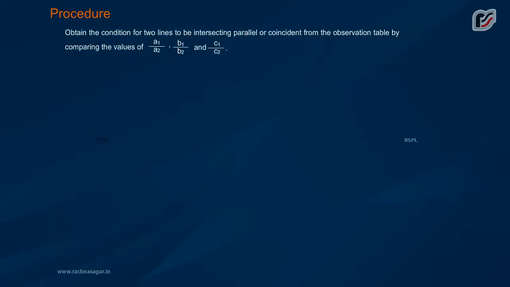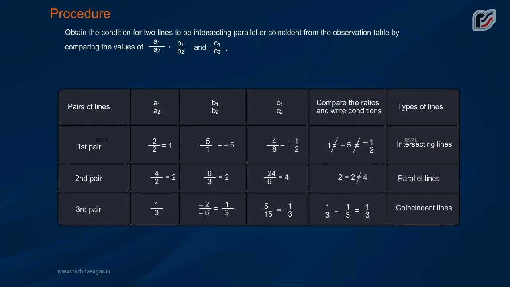Obtain the condition for two lines to be intersecting, parallel or coincident, comparing the values of A1 by A2, B1 by B2 and C1 by C2 from the observation table. Pairs of lines, A1 by A2, B1 by B2, C1 by C2. Compare the ratios and write conditions. Types of lines.